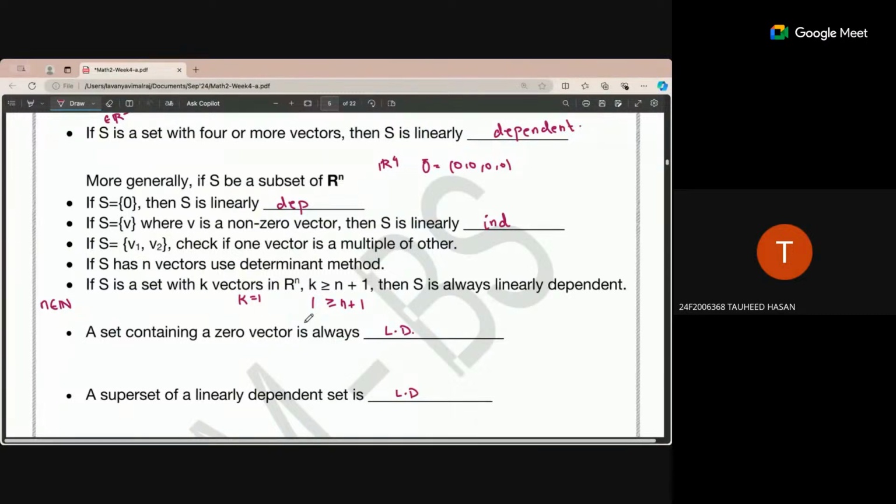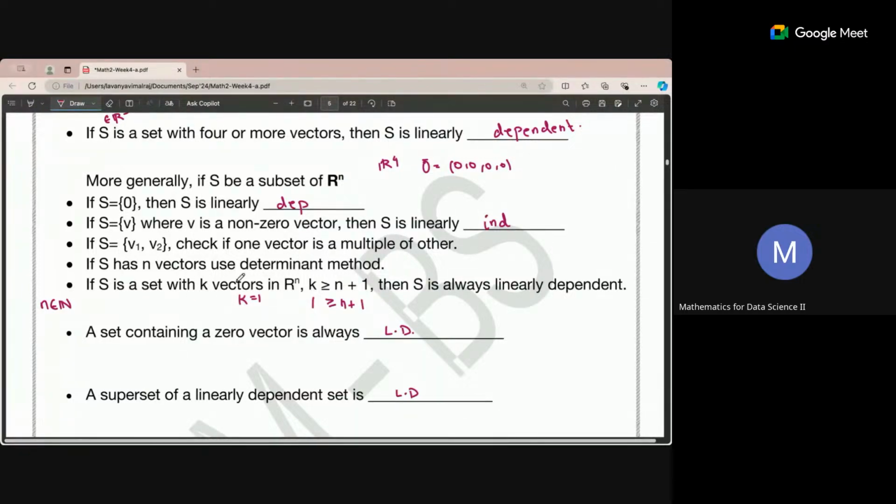Ma'am, he is asking about the zero vectors, that the zero vector is always linearly dependent, right? So if it is linearly dependent, then the case is not valid here. Okay, I understand your question now. If it is a non-zero vector space, let me answer his question.